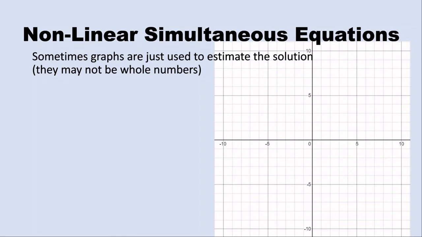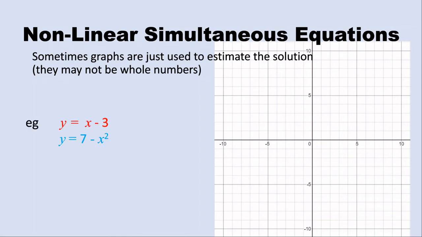Sometimes our graphs will cross at points which are not exactly on the line. They may be some decimal value, so just before the line or just after the line or halfway between two lines, in which case you're just going to have to estimate your solution. So let's move on to some nonlinear equations. So we're going to graph curves now.